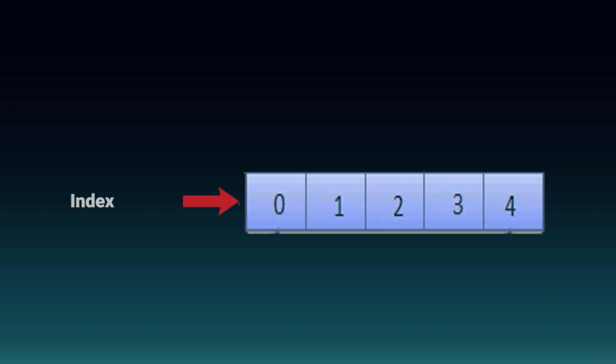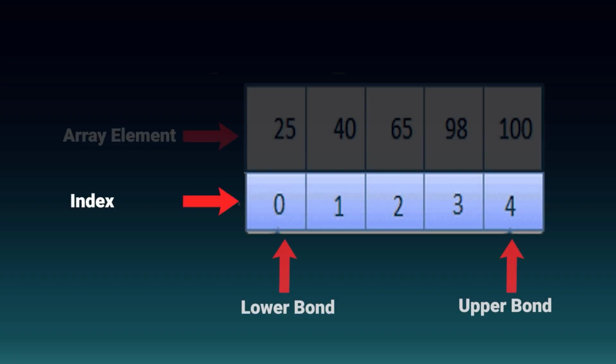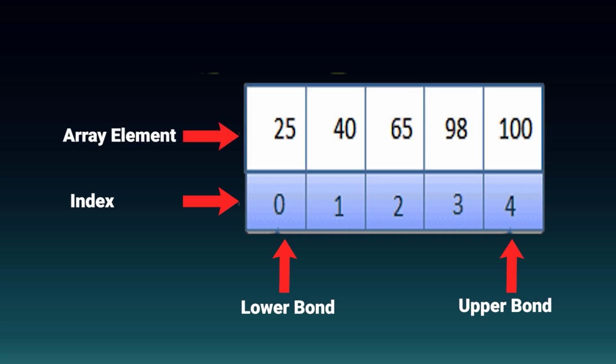And whenever we have been provided with the array, you will find that every element of the array will have a number, and that number we call an index number. So through the index number, we can access the elements of the array.